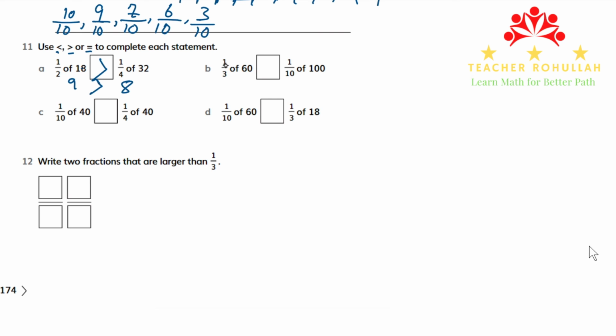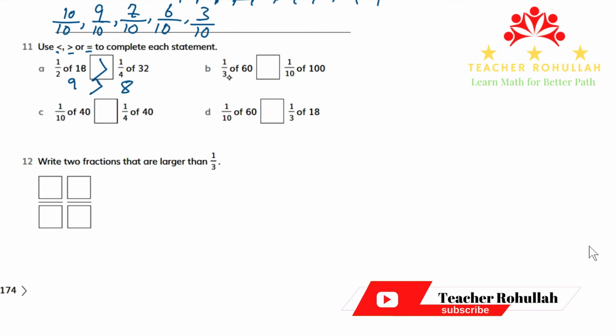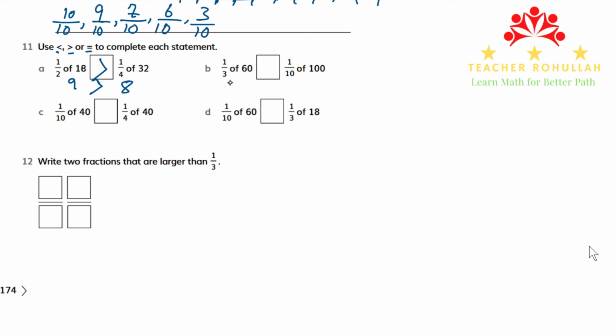In part B, we have 1/3 of 60 and 1/10 of 100. 1/3 of 60 means 60 is divided into 3 equal parts and one part of them is taken. If we divide 60 into 3 equal parts, one part of it will be 20. But if we divide 100 into 10 equal parts, one part will be 10. So in this case, 1/3 of 60 is bigger than 1/10 of 100.